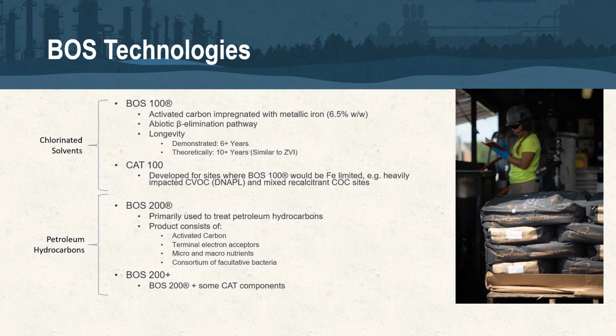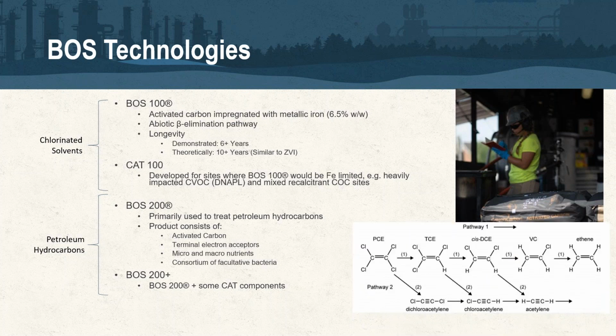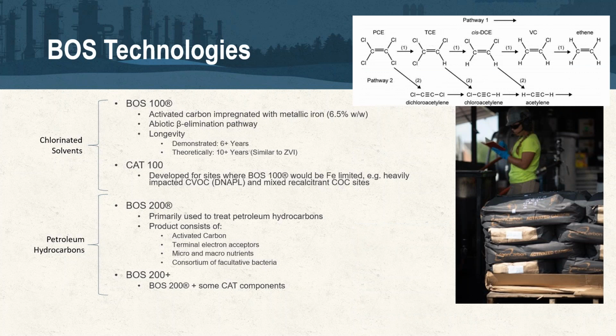And so you get the beta elimination pathway. I'm sure most of you are familiar with this if you've used zero-valent iron technologies in the past. We're not using that classic ERD, reductive dechlorination, single chlorine transfer pathway that you get with just using electron donor and bacteria, for example. We're going through the beta elimination route, so we're taking, say, PCE to dichloroacetylene, ultimately ending up with acetylene and then ethylene.